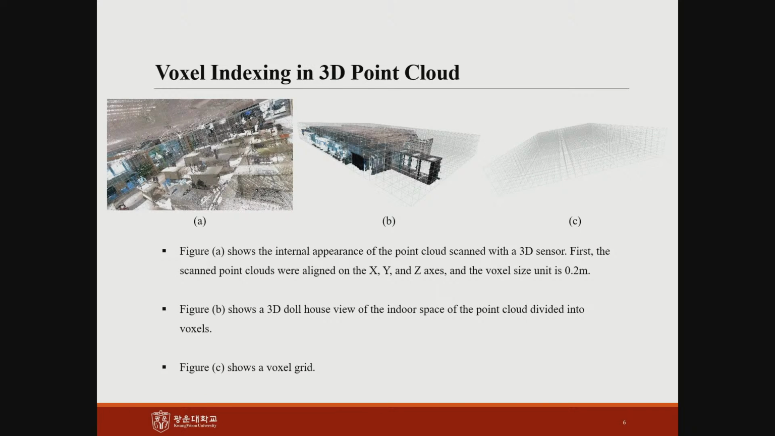Figure A shows the internal appearance of the point cloud scanned with a 3D sensor. First, the scanned point clouds were aligned on the X, Y, and Z axes, and the voxel size unit is 0.2 meters. Figure B shows a 3D dollhouse view of the indoor space of the point cloud divided into voxels. Figure C shows a voxel grid.